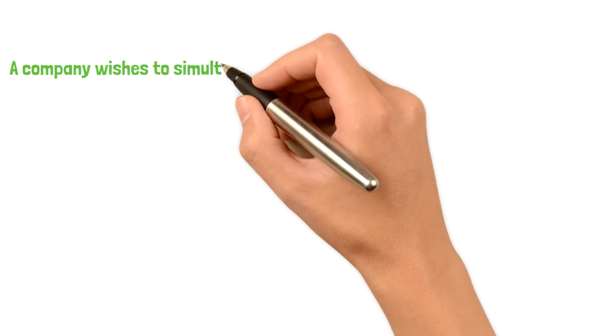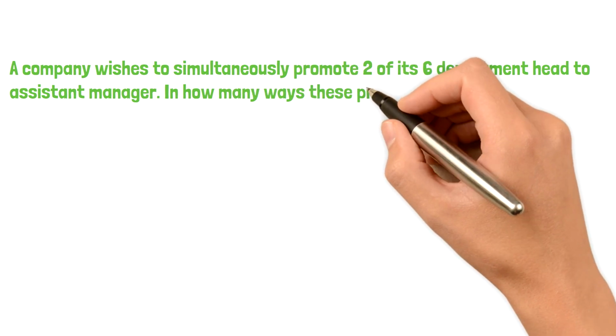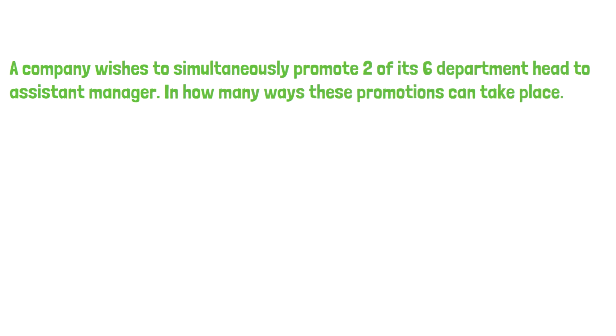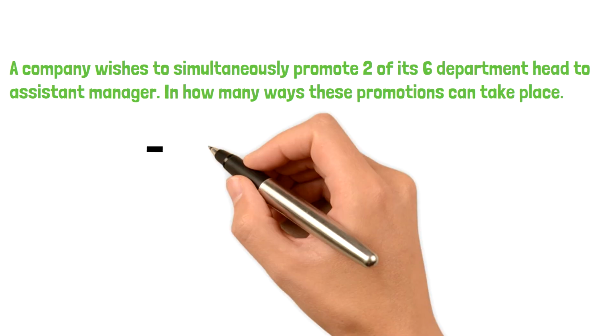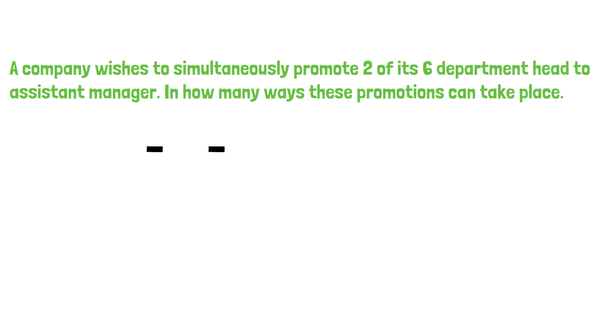Let's do some questions. A company wishes to simultaneously promote 2 of its 6 department heads to assistant manager. In how many ways can this promotion take place? In this example, 2 department heads need to be selected from 6 people. So the first position can be filled in 6 different ways, and the second in 5 different ways. So it's 6 times 5, as the order of selection does not matter here.